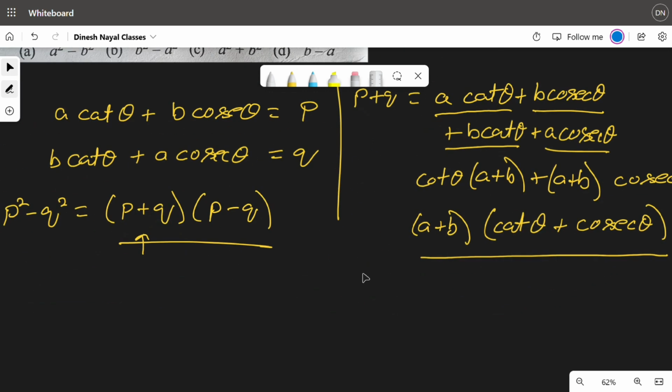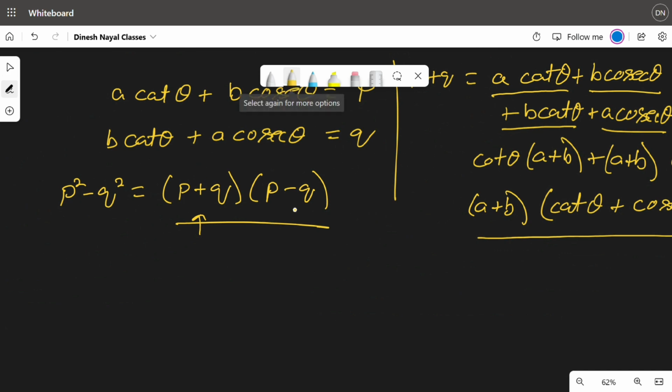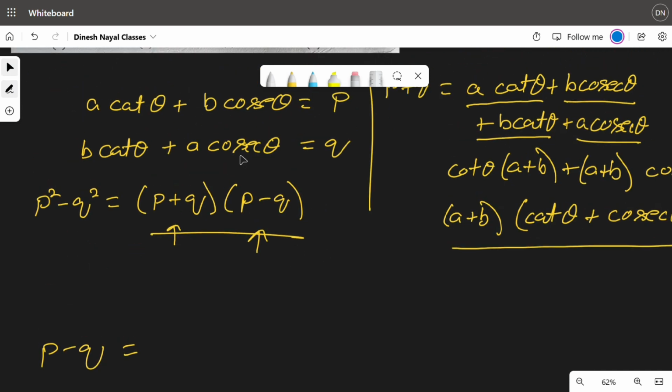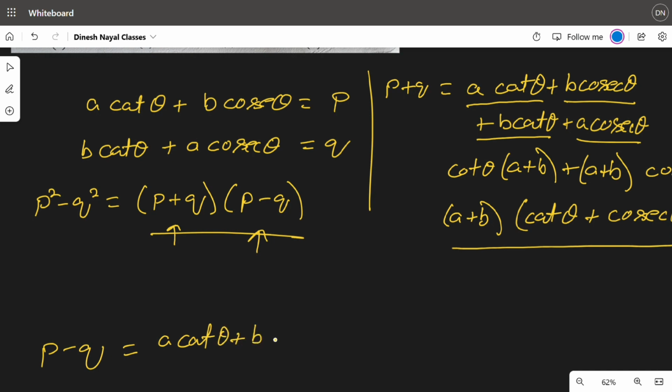Now what we are going to do is find p minus q. So let's find it over here. Now what is p minus q? Okay, what was p? P was a cot theta plus b cosec theta. So let's write it over here: a cot theta plus b cosec theta, and then minus q will be, both signs will be minus: minus b cot theta minus a cosec theta.